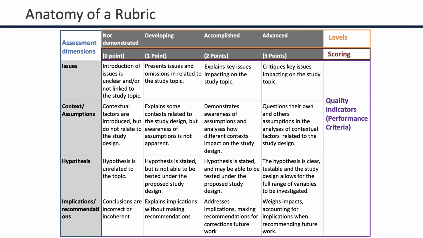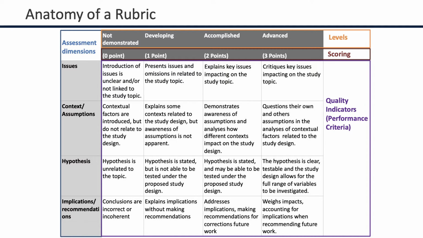Next, underneath the levels, we have scoring, which is outlined in brown. Here we have a different score for each of the different levels of accomplishment. You might also see scoring be integrated within each of the boxes below, outlined in purple, called our quality indicators or performance criteria. Here's the description of what each of the assessment dimensions will look like at each of the different levels of accomplishment. As you can imagine, this rubric can grow when we have more assessment dimensions and more levels. And there is a quality indicator or performance criteria description for each of these individual sections.